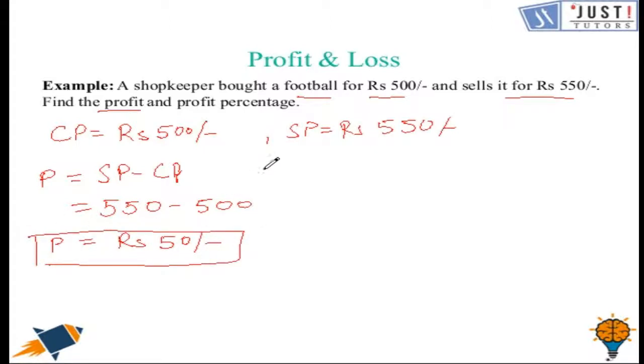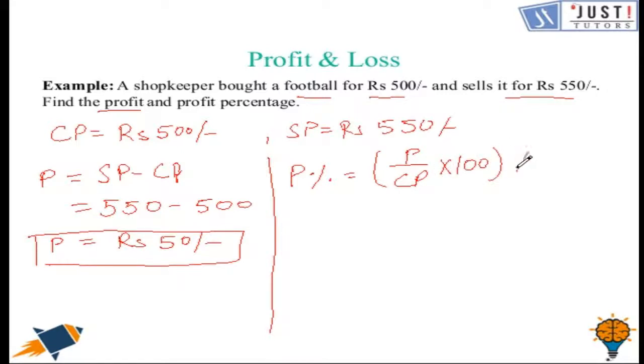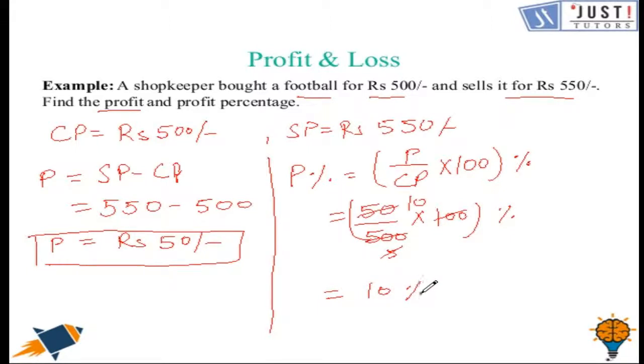Now to find profit percent, we use the formula profit percent equals bracket start profit upon CP multiplied by 100, percent sign. So 50 over 500 into 100. So 100 divides 500 by 5. 100 goes into 500 5 times, and this 5 goes into 50 10 times. So we get answer 10%. So the shopkeeper made a profit of 10% by selling this football.